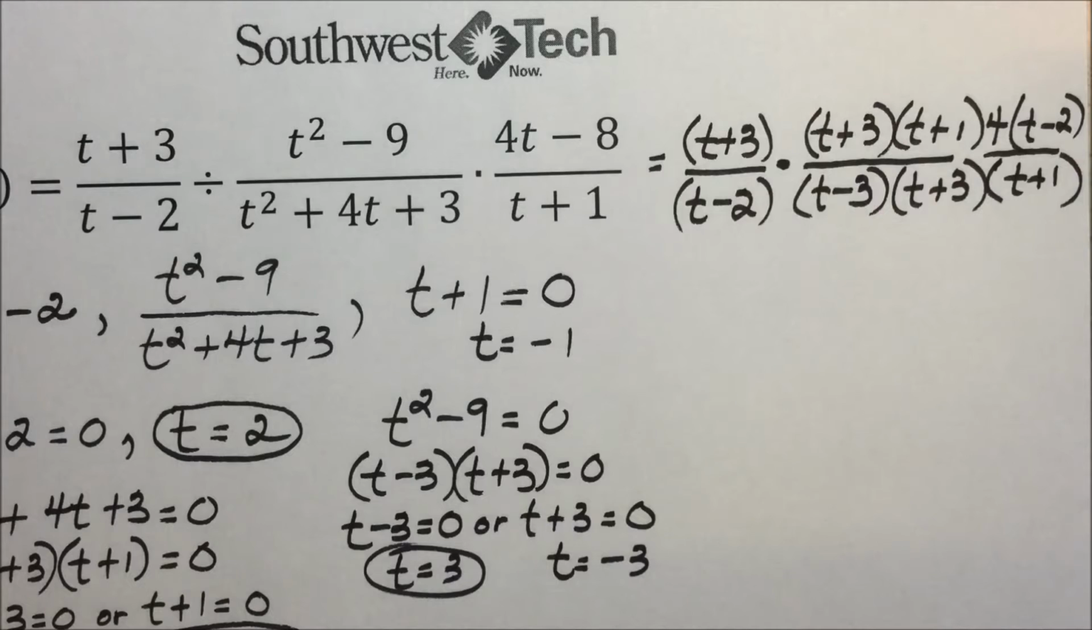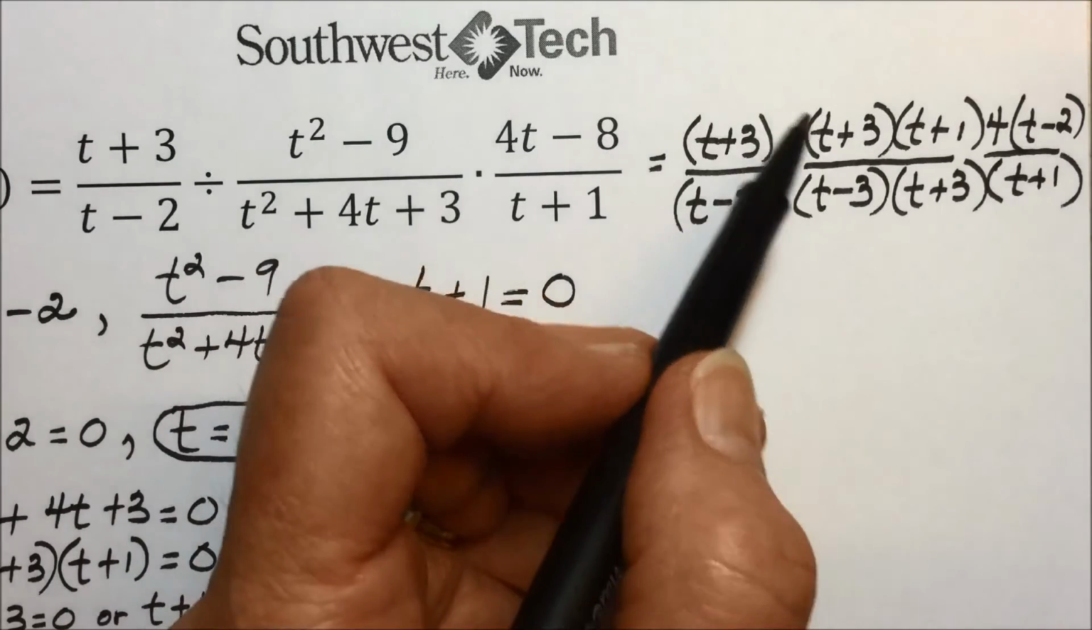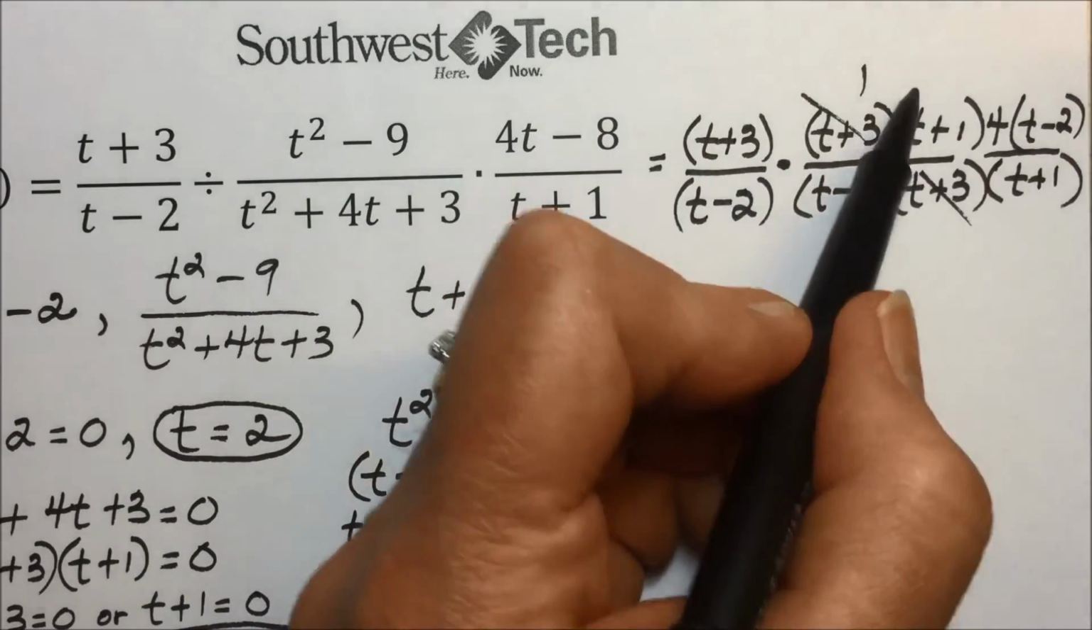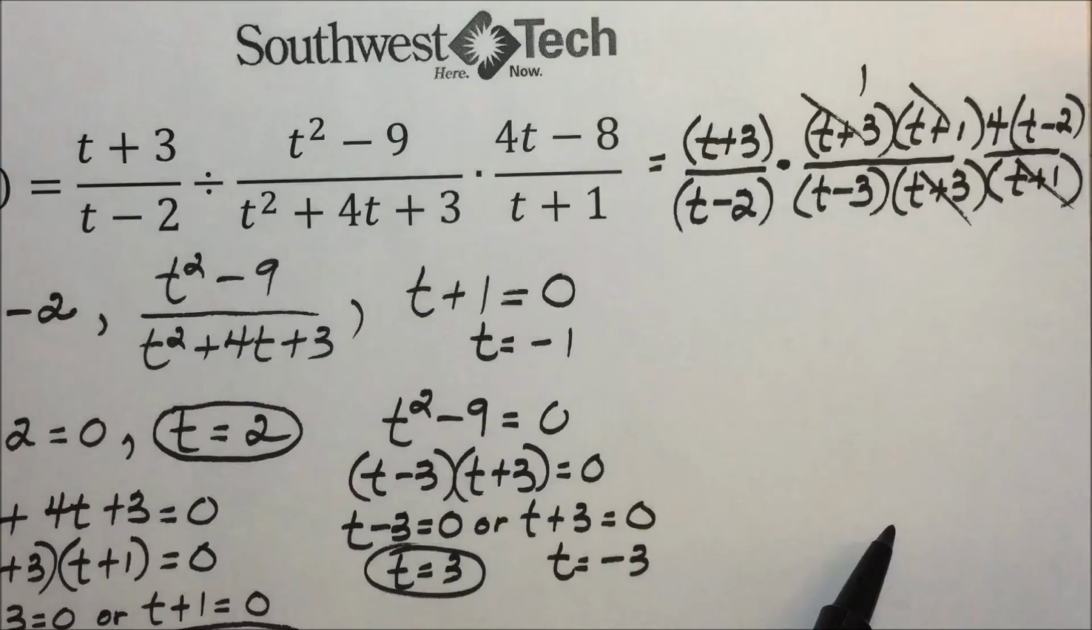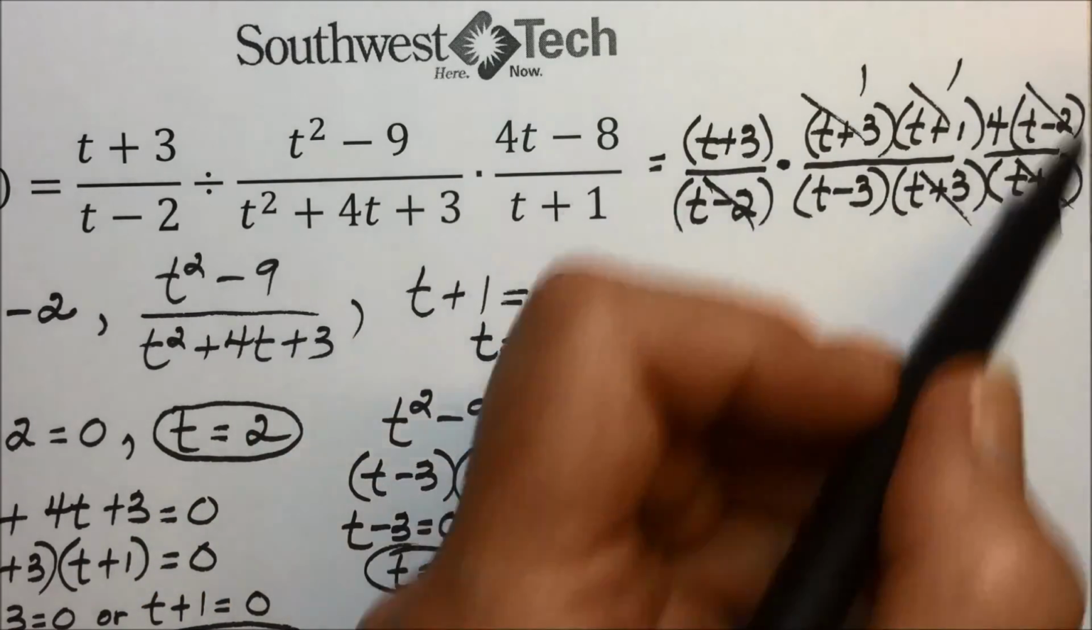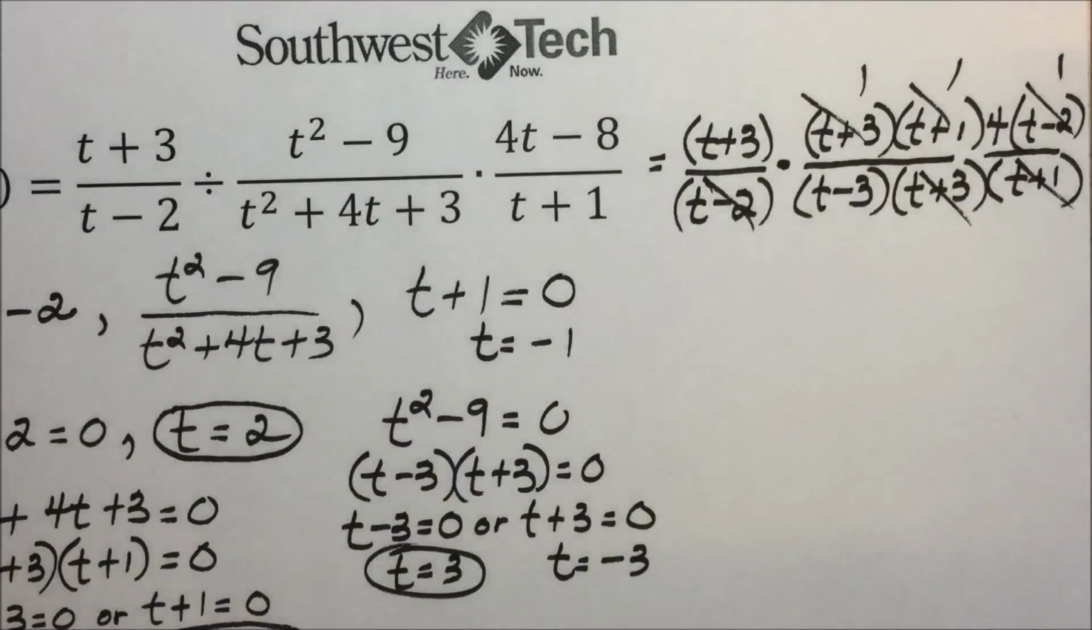Now we have the fun of canceling out, if possible, any common factors. We have a t plus 3 common, which is equivalent to 1. We have a t plus 1, which is common to the numerator and denominator, which is equal to 1. We also have a t minus 2 factor in the numerator and denominator. Anytime you have the same thing over the same thing, it equals 1.